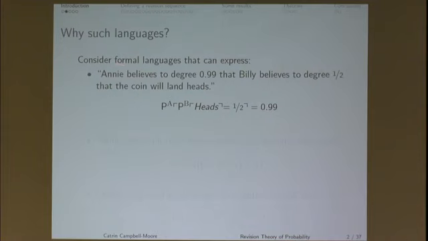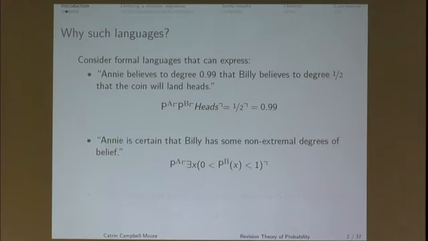So for one thing, we want to have higher order probabilities. Things like Annie believes to degree 0.99 that Billy believes to degree a half that the coin will land heads. This is something that says Annie's probability about Billy's probability. There's embedded probabilities, and they're working together. We want these in our language. And once you've got embedded probabilities of two different notions of probability, syntactically it's much smoother to also have Annie's probability about Annie's probability, so really higher order probabilities.